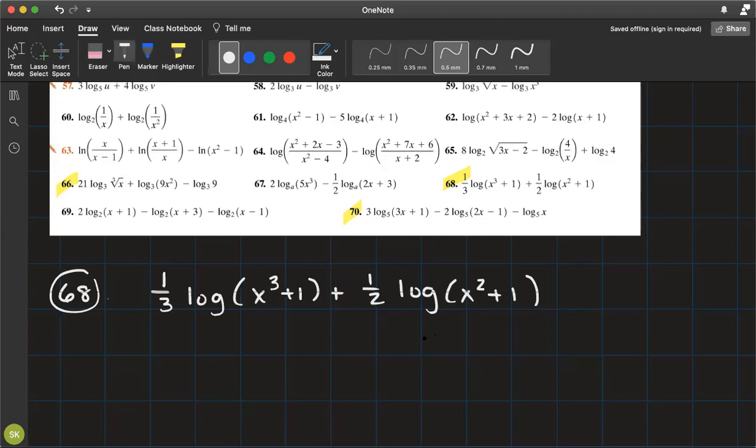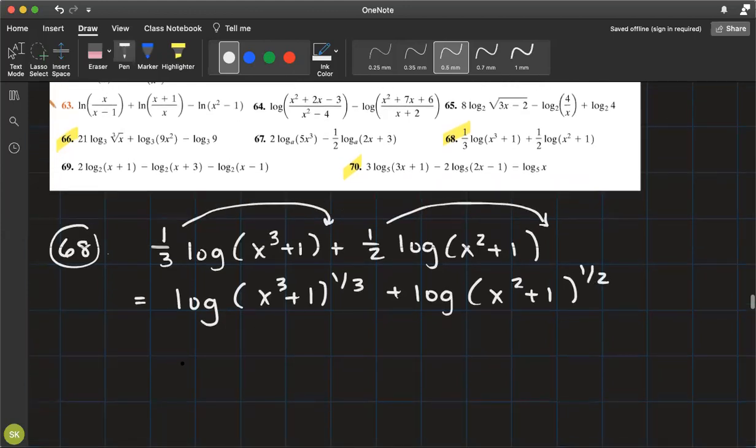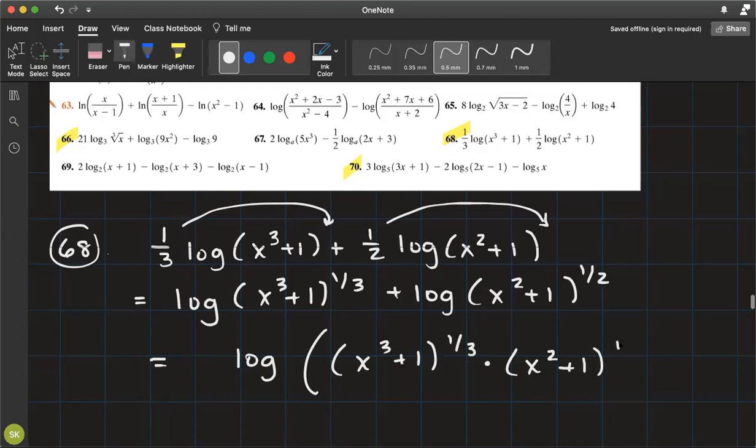To write this as a single logarithm, notice that there is a plus sign and we would like to make that multiplication, but the only time we can do that is if the coefficients in front of the logs are 1. So let's get rid of these coefficients by sending them back up as powers on the things in the parentheses. So this is equal to log of (x cubed plus 1) to the 1/3 plus log of (x squared plus 1) to the 1/2. And now we're going to use the multiplication rule that says this is equal to log of (x cubed plus 1) to the 1/3 times (x squared plus 1) to the 1/2.